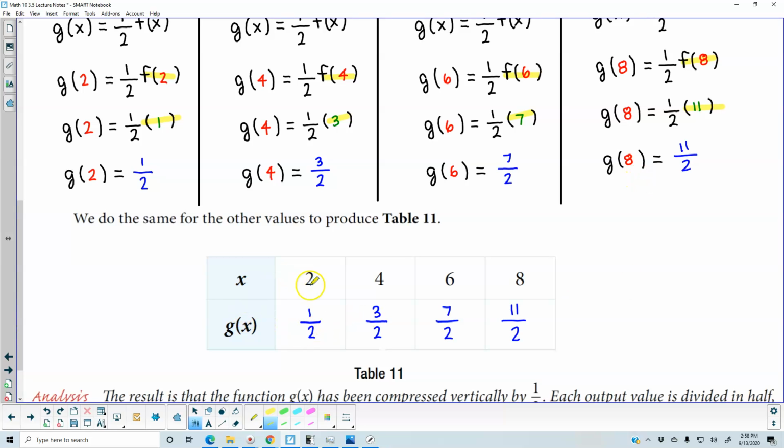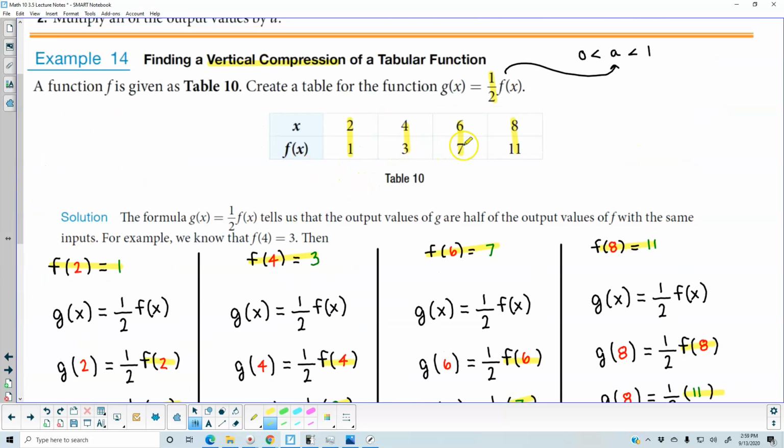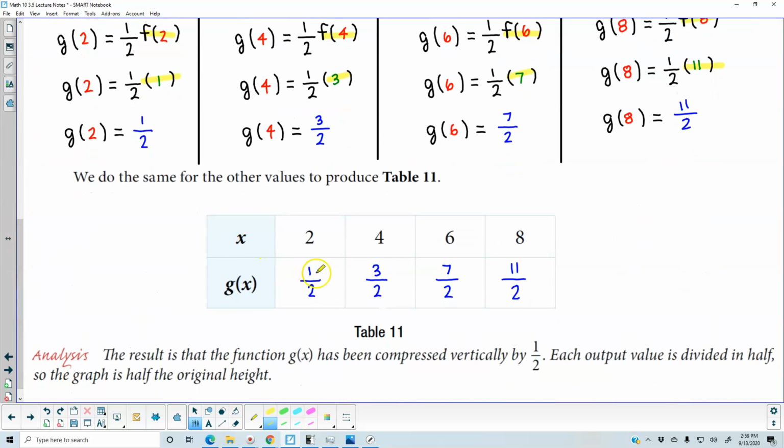So now we have the same input, but it's vertically compressed, because now our y values are smaller than the original values. So we get the outputs as 1/2, 3 over 2, 7 over 2, 11 over 2. So again, analysis, the result is that the function g of x has been compressed vertically by 1/2. Each output value is divided in half, so the graph is half the original height.